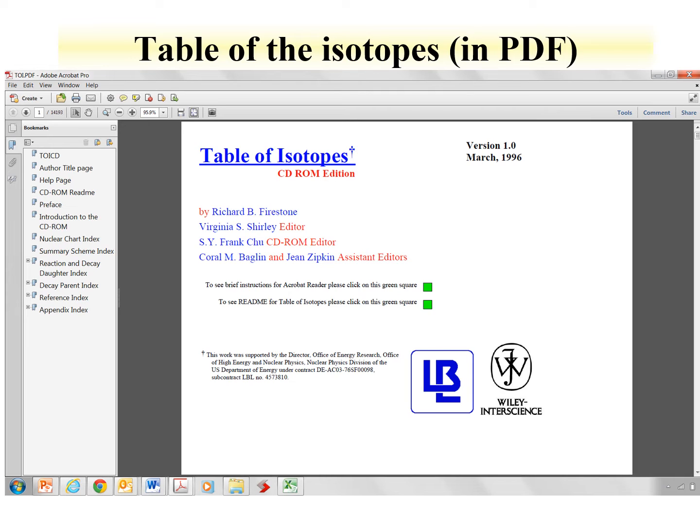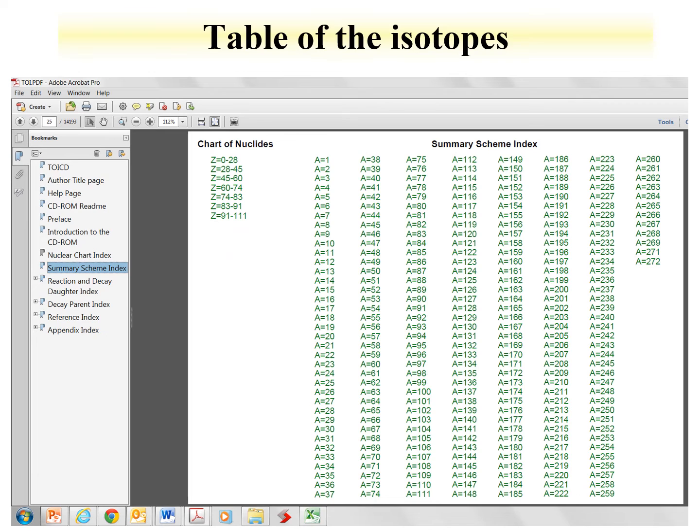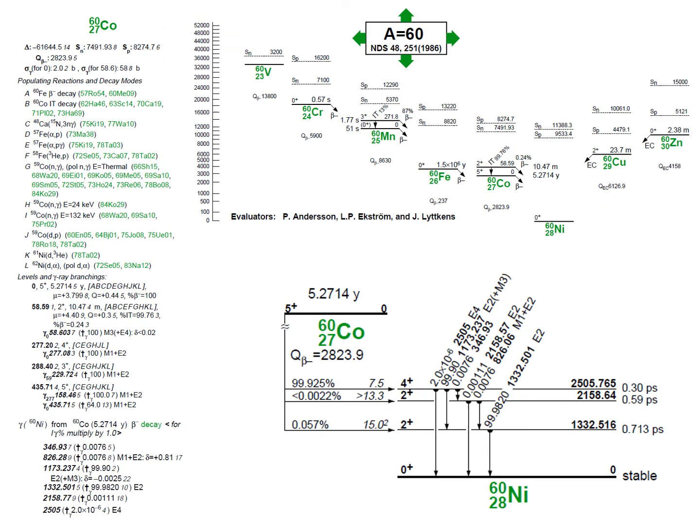One can utilize the table of the isotopes in the PDF form as shown here. Opening it up, you would see this page. You can click on the summary scheme index. You would get a table that's shown here. This would allow you to pick any summary of isotopes with a given mass. The mass parabola, for instance, we'll select A of 60. We would click on that. It would pull up information. It would go to this mass parabola as shown here.